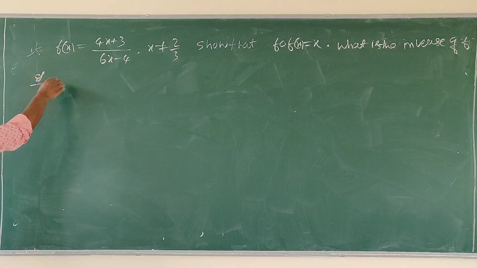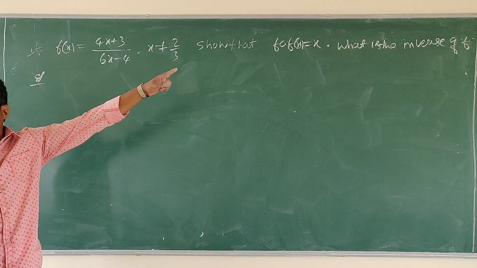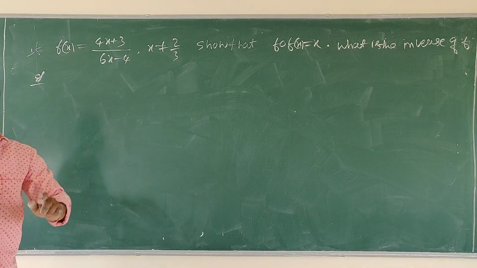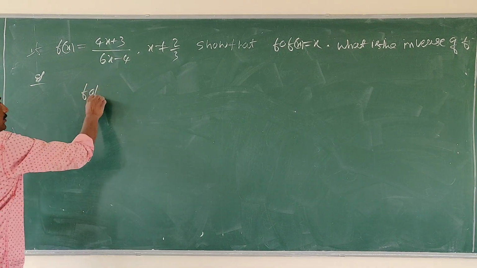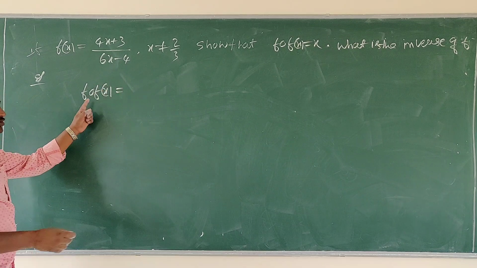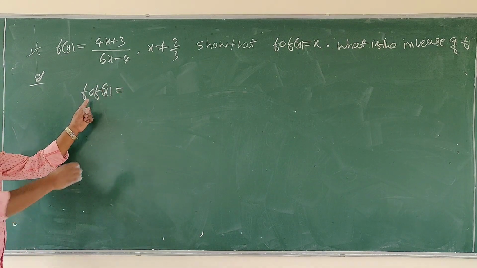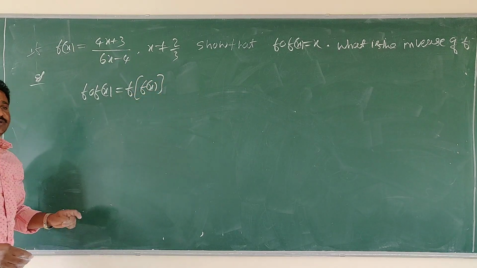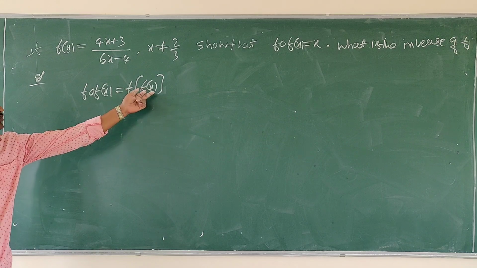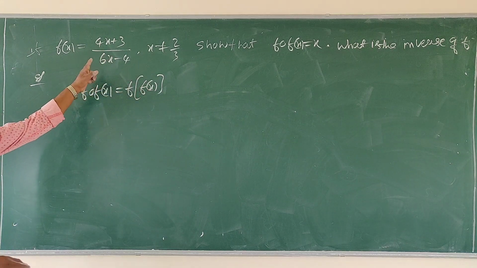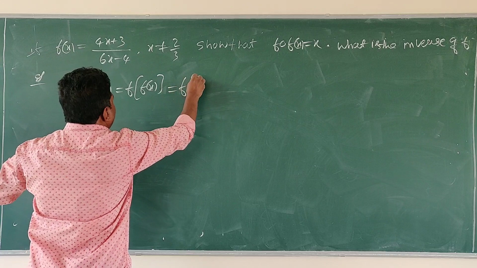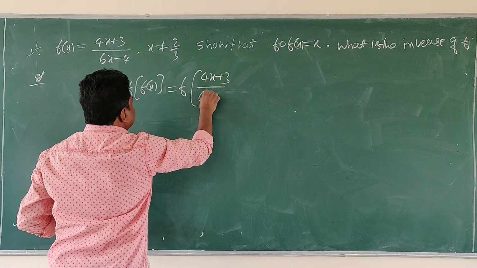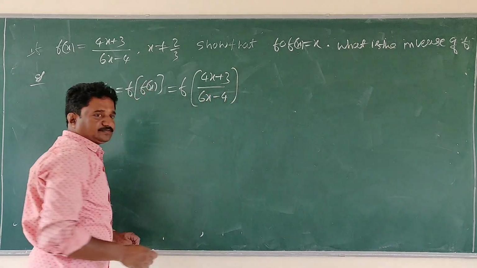Solution. You prove that f of f of x equals x. Show that. You know how to find f of f. In the last class you learned that f of f of x, the circle means f into f of x. Substitute for f of x. What is f of x? So f of f of x means f of (4x plus 3 by 6x minus 4).